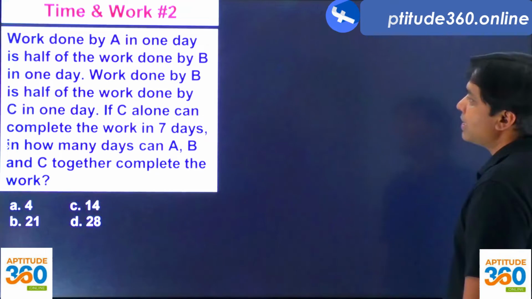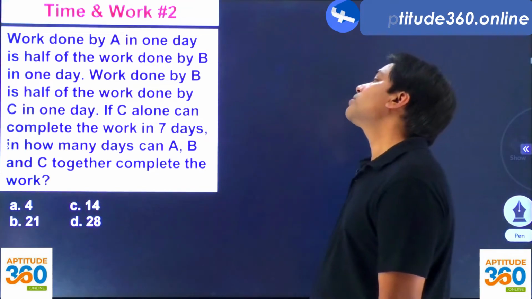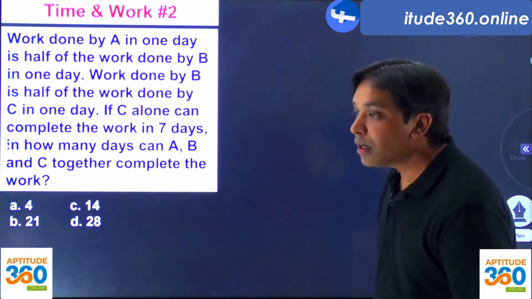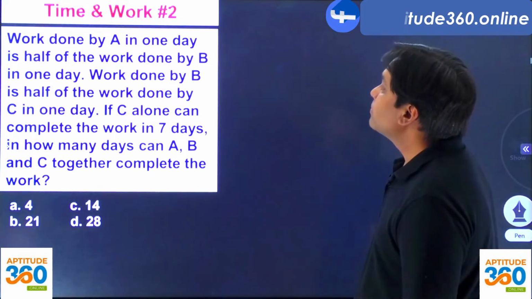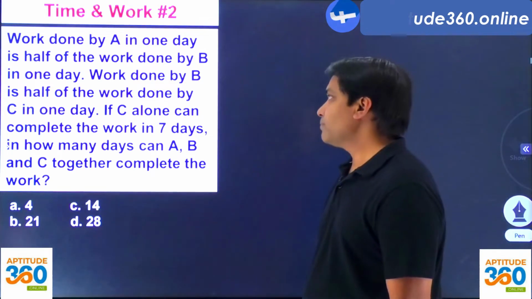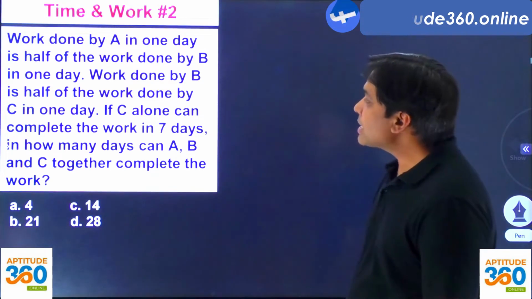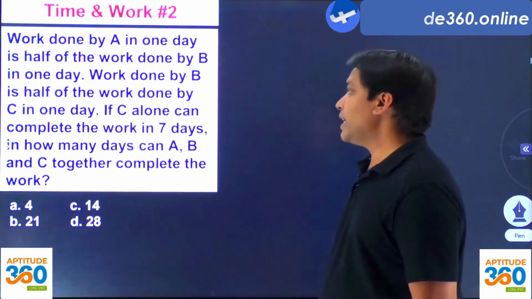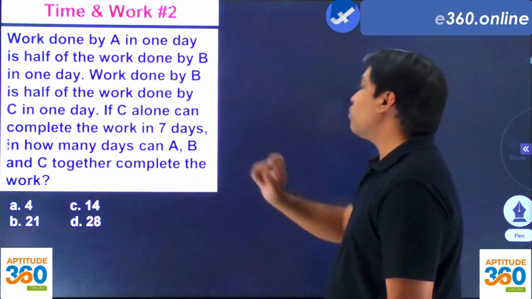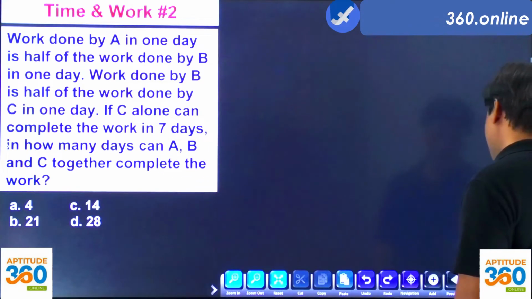नाउ इफ दैट इज द केस, प्लीज सॉल्व दिस क्वेश्चन ऑन योर ओन. दिस वन इज रियली वेरी सिंपल. Work done by A in 1 day is half work done by B in 1 day. Work done by B is half the work done by C in 1 day. C can complete the work in 7 days. Now understand this.